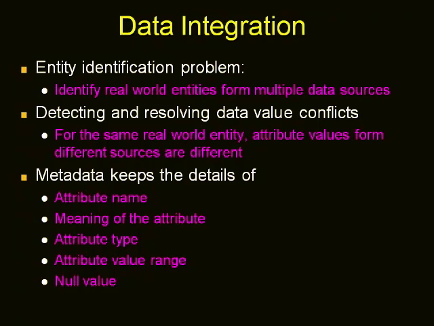For example, customer ID in one database and customer number in another database refer to the same entity. How exactly does a computer or data analyst compare? As I said earlier, to solve such a problem, we use the metadata. Because the metadata keeps the details of each attribute like name, meaning of the attribute, the type of the attribute, range for the attribute values, and the null values. Such metadata helps to avoid errors while integrating the schema.